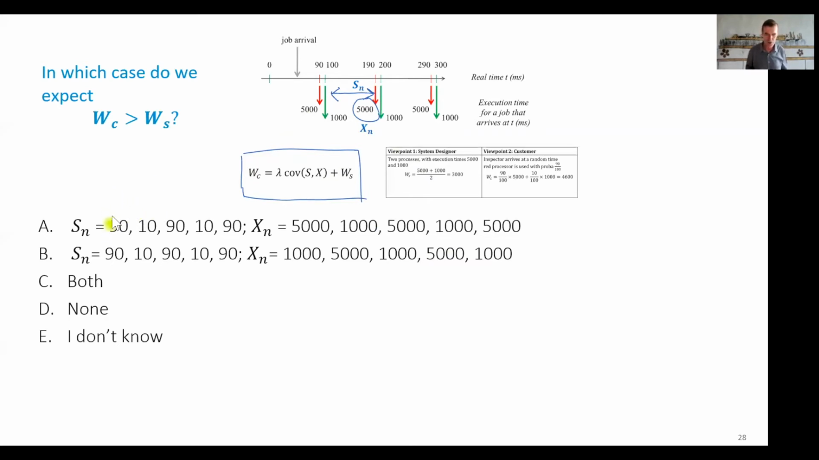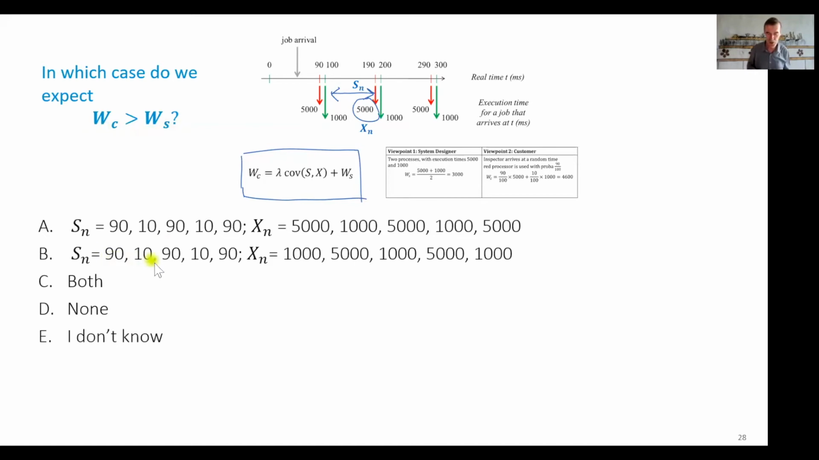I have a time series with numbers that are large, small, and the other one is large, small. So we see that whenever an S is large, the X also is large. Whenever an S is small, the corresponding X is also small. So there is positive correlation here. So we expect here WC to be larger.